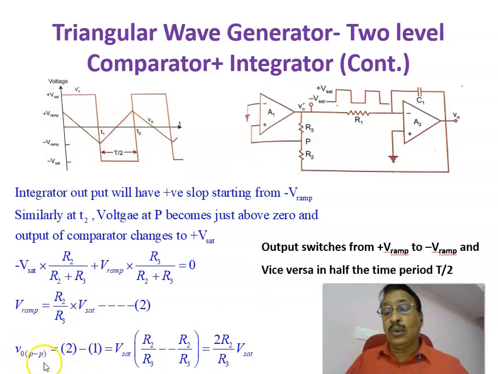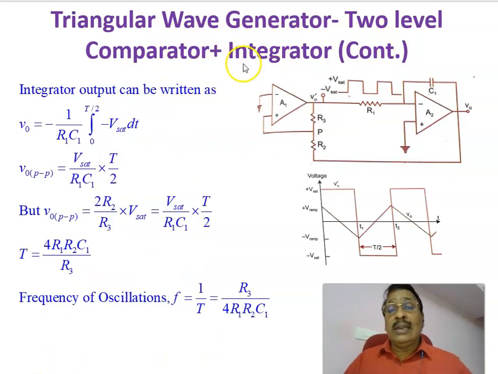Now this output voltage peak to peak value is equal to 2 times R2 by R3 into the saturation voltage Vsat of this op-amp A1. Now continuing with the two-level comparator plus integrator configuration of a triangular wave generator. A square wave is generated here, that is integrated, then you will be getting a triangular waveform. This is the square wave output, that is V0 dash, and this is the output of the integrator that is oscillating from plus Vram to minus Vram, and that magnitude we already derived as 2 times R2 by R3 into Vsat.